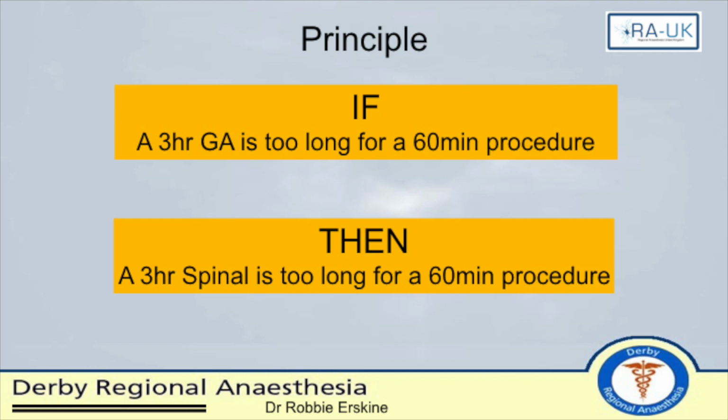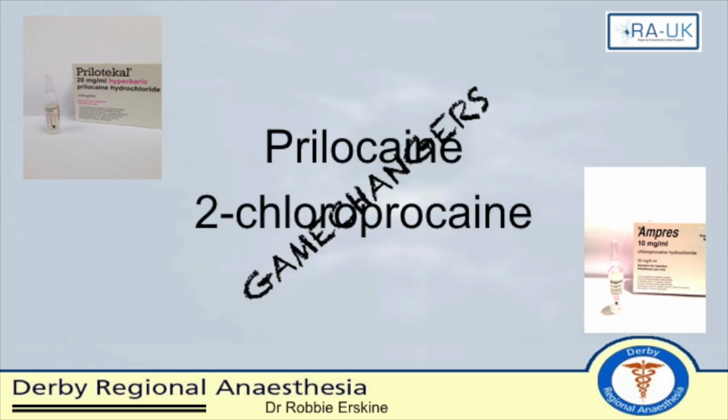So the principle is, if a 3-hour GA is too long for a 60-minute procedure, I would say a 3-hour spinal is also too long for a 60-minute procedure. So spinal has to suit the procedure. And we're mainly talking here about Prilocaine and 2-chloroprocaine. These are game changers. They've made a real difference to us, certainly in Derby. I think they're starting to change around the country.